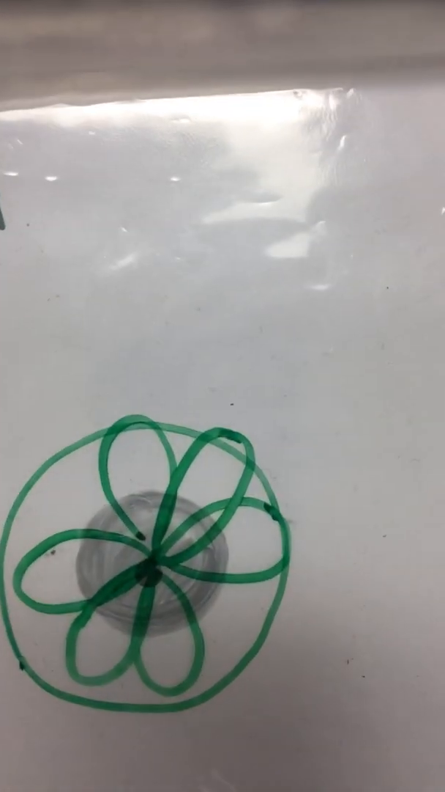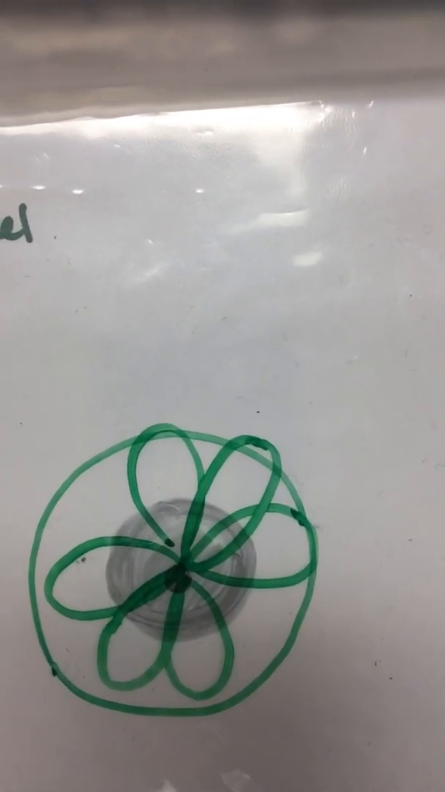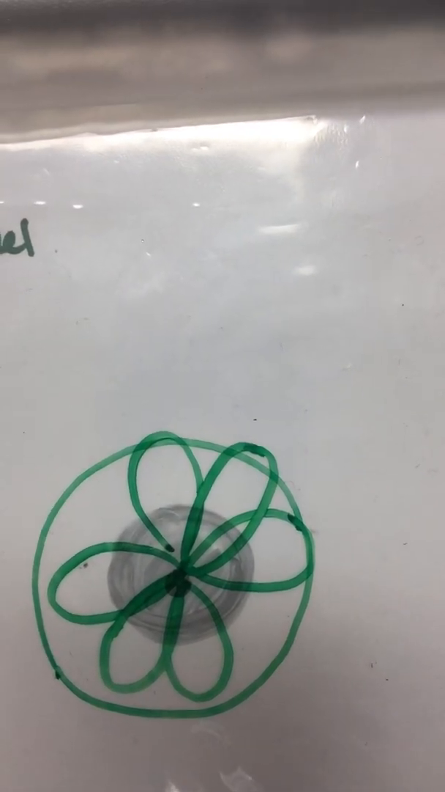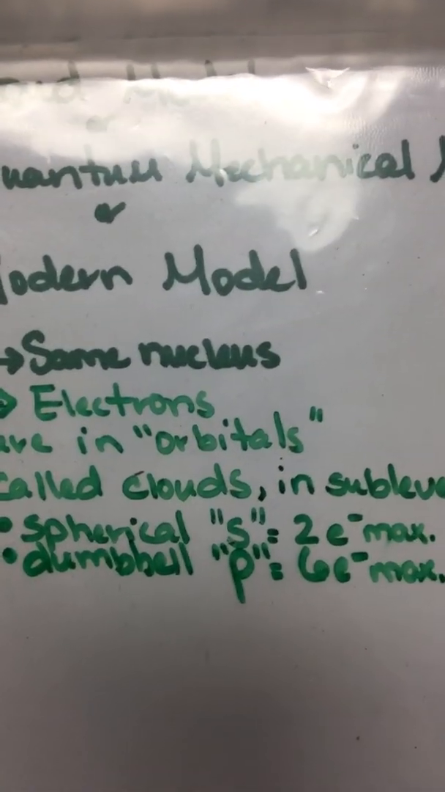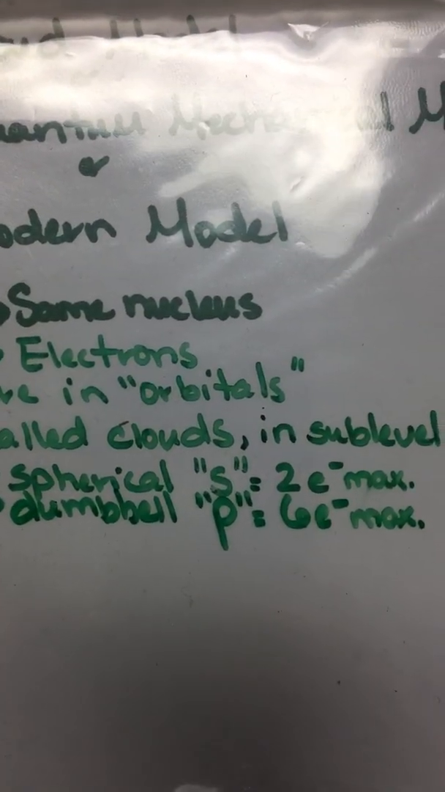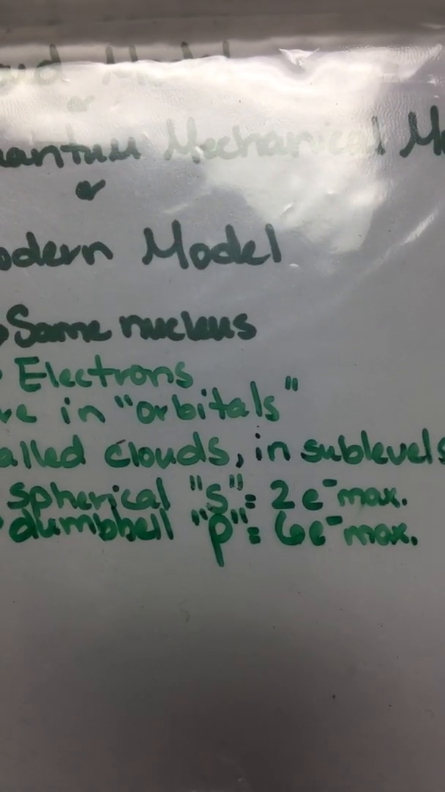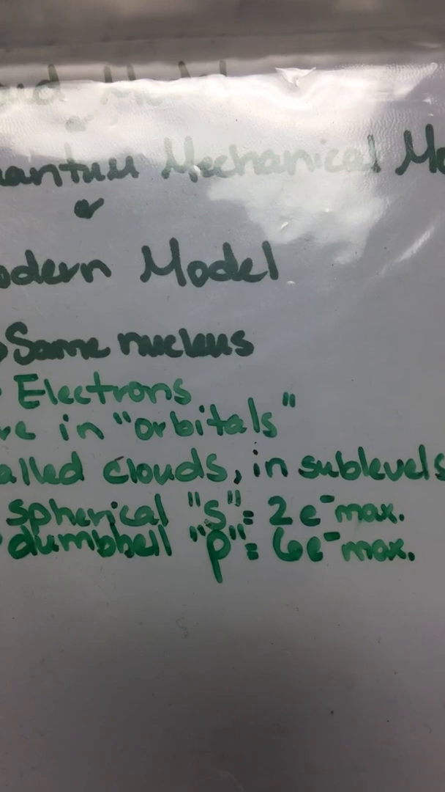Okay, let's look at the next sublevel. So now we have another sublevel. This is a P sublevel. These are little dumbbells, and there are actually 3 dumbbells. They're oriented horizontally, vertically, and then into the page and out of the page. So they are called P. They are dumbbell shaped. They can hold a maximum of 6 electrons. Since you have 3 different dumbbells, each dumbbell cloud can hold 2 electrons.